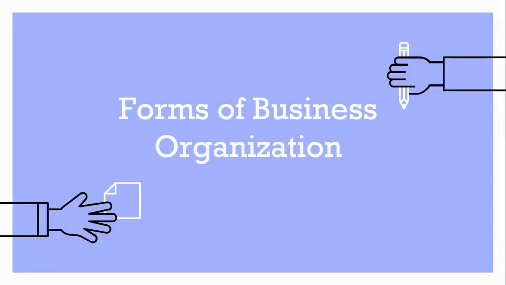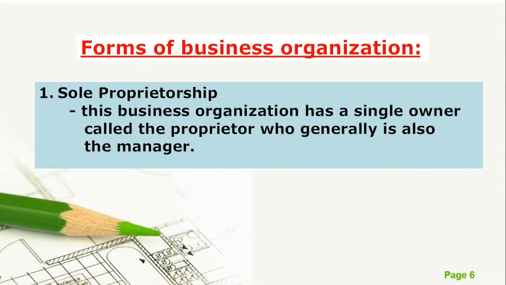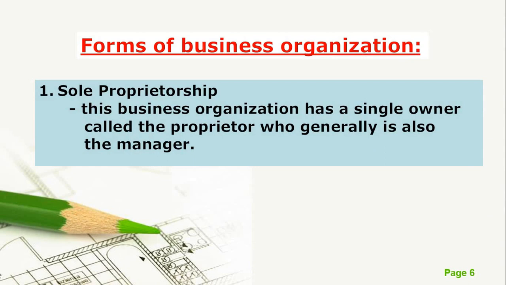So next, we have here the forms of business organization. The first form is sole proprietorship. This business organization has a single owner called the proprietor, who generally is also the manager. Basically, there is only one owner of a sole proprietorship business. He has no partner, no one to share the profit, and no one to share the burden when there is a loss. Usually, the owner is also the manager.